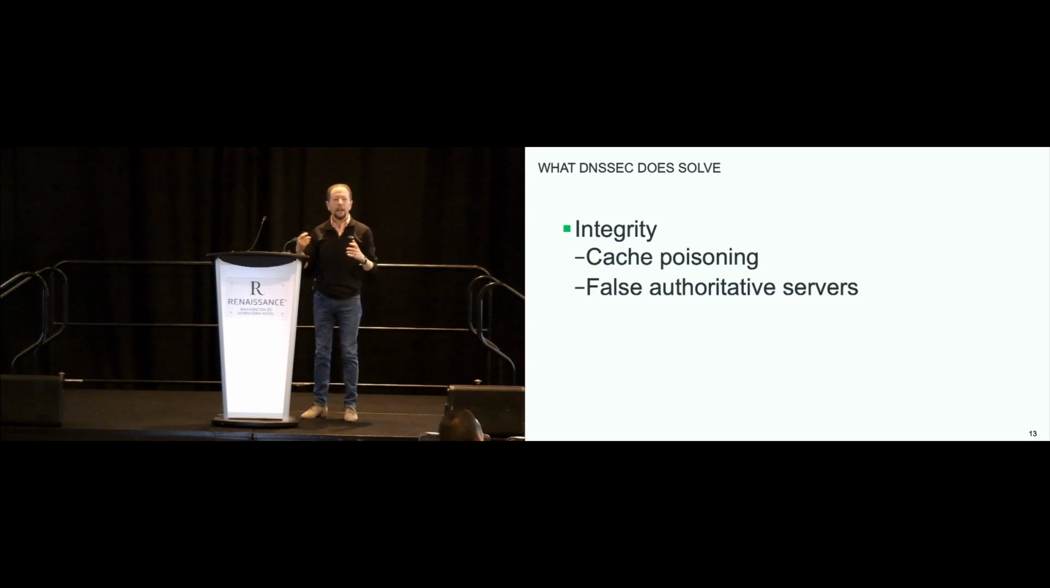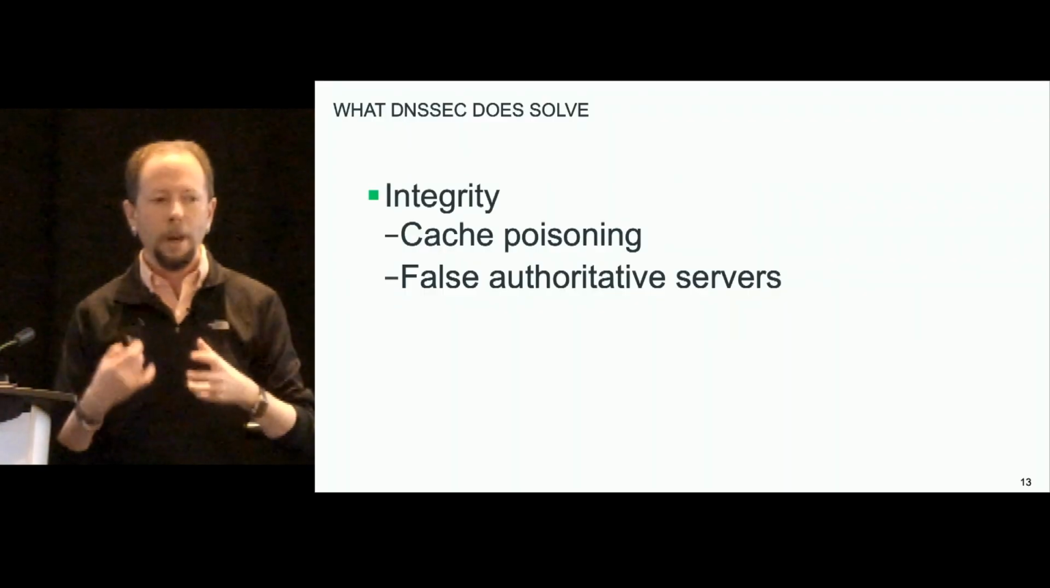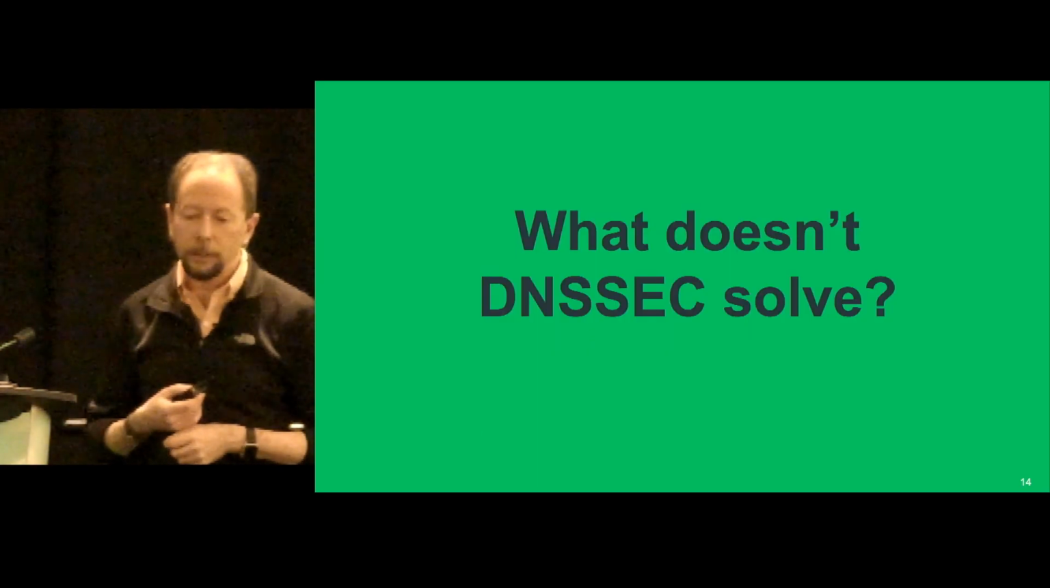So in both cases, what this means is the end-to-end integrity from the original source of the zone file all the way to the stub resolver and into the device or app that asked, we can know that it's the same and it hasn't been modified in transit.